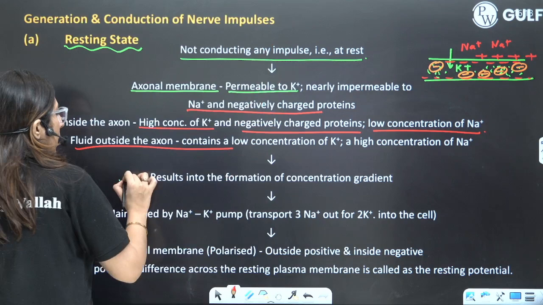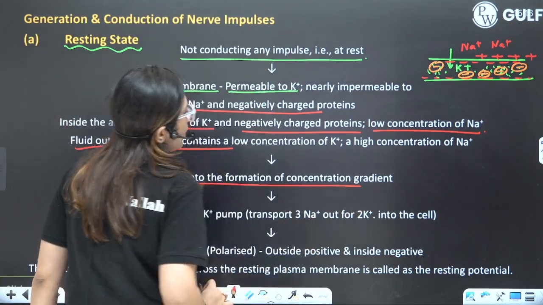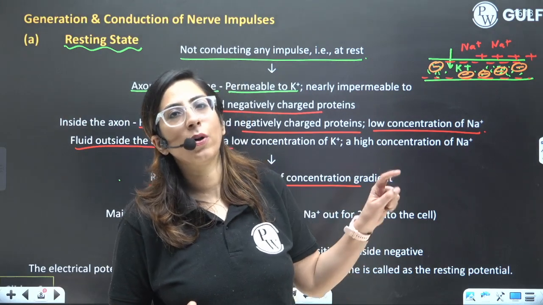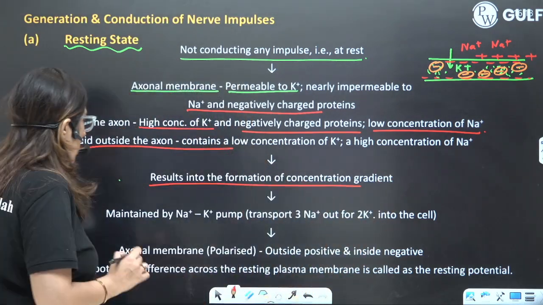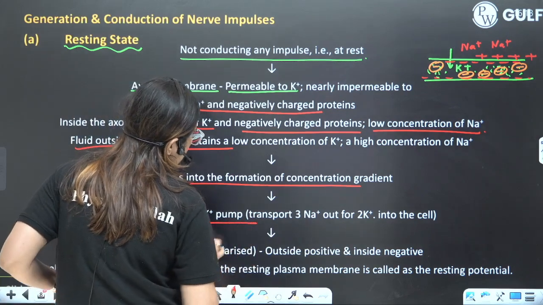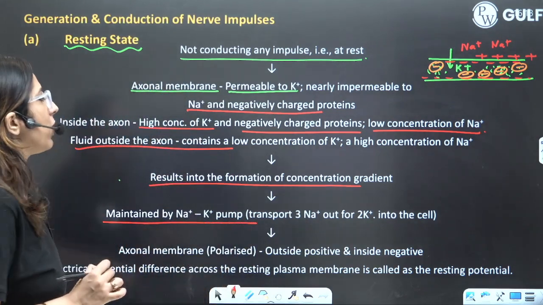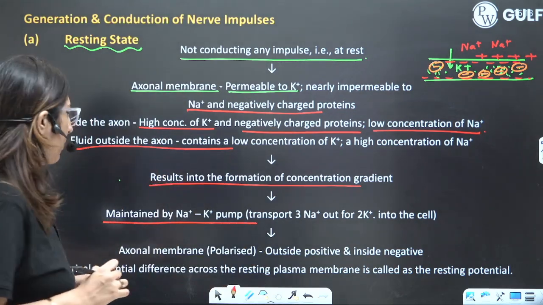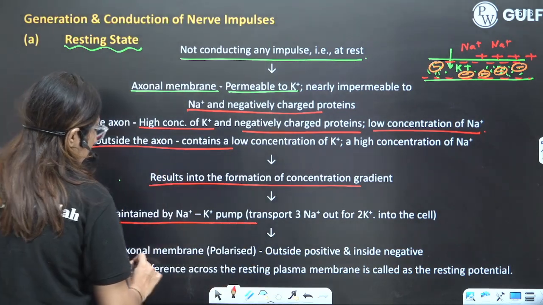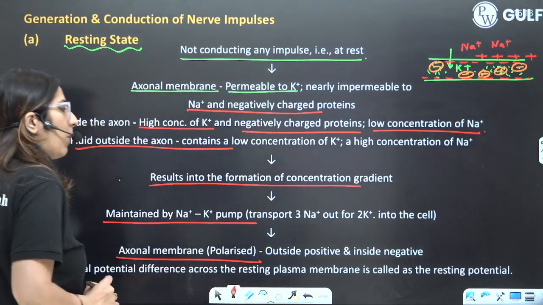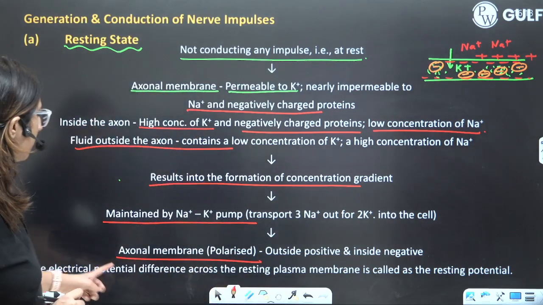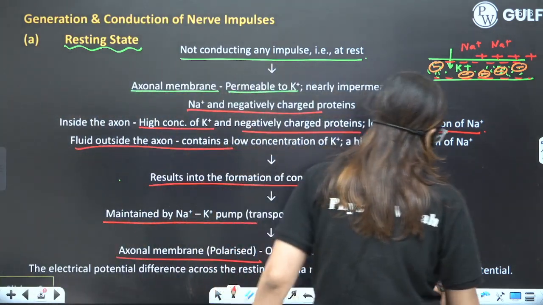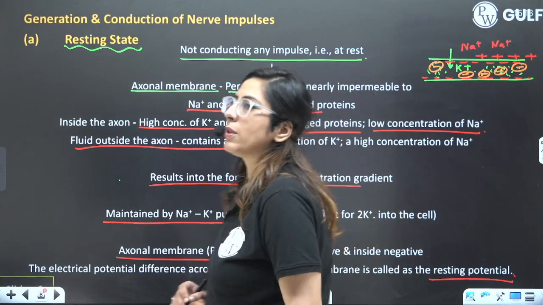Now what will happen? This will result in the formation of a concentration gradient. Outside positive, inside negative, maintained by the sodium potassium pump, which transports 3 sodium out for 2 potassium ions inside the cell. The axonal membrane in this case is polarized, outside positive, inside negative. The electrical potential difference across the plasma membrane is termed the resting potential. What do we call this? Resting potential.